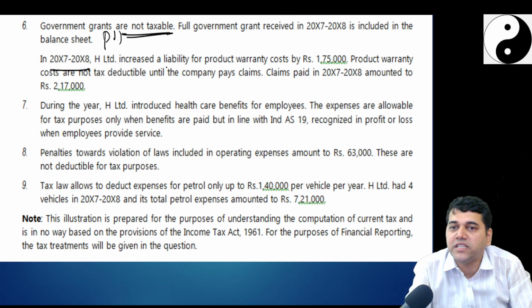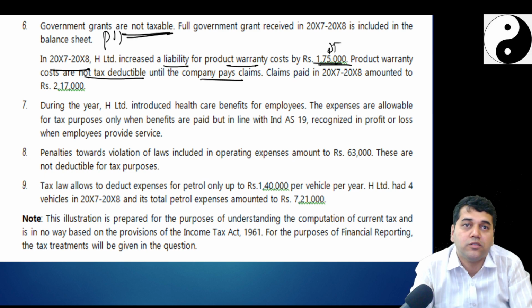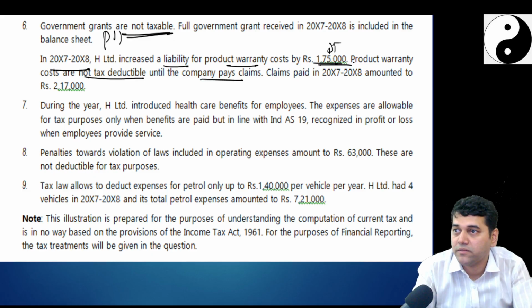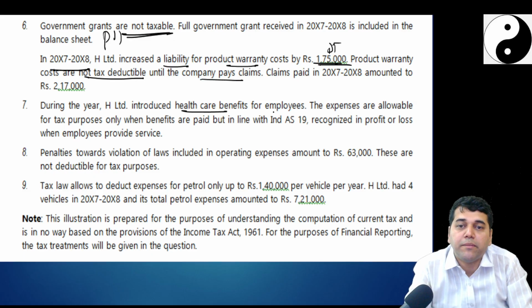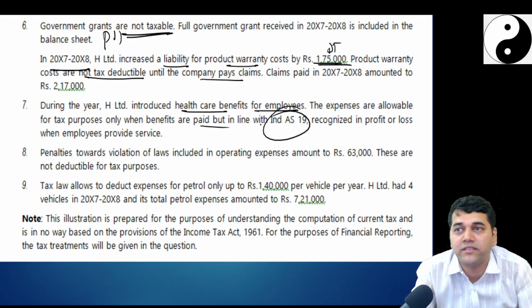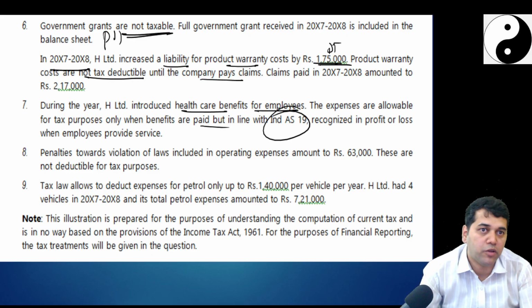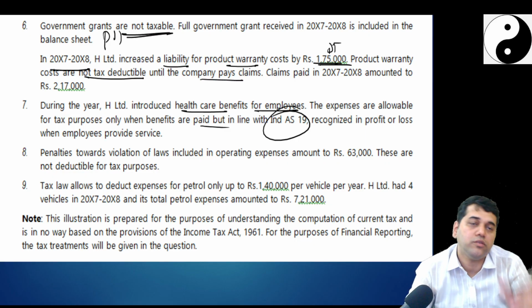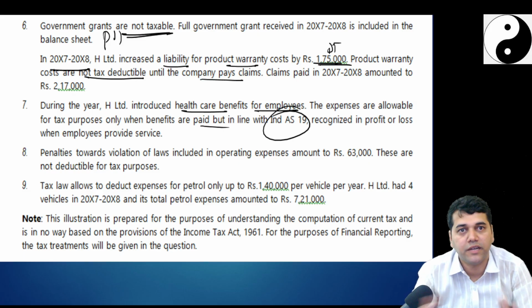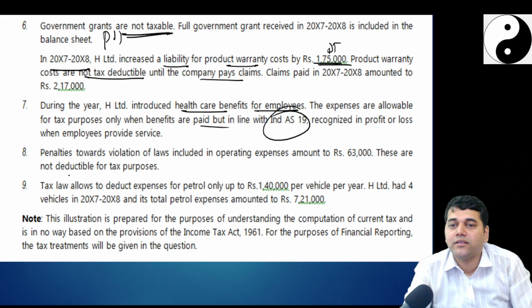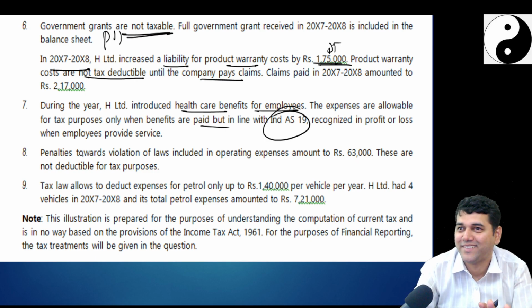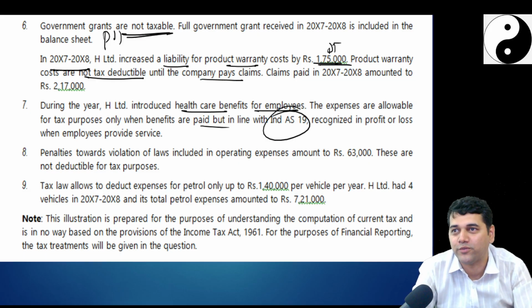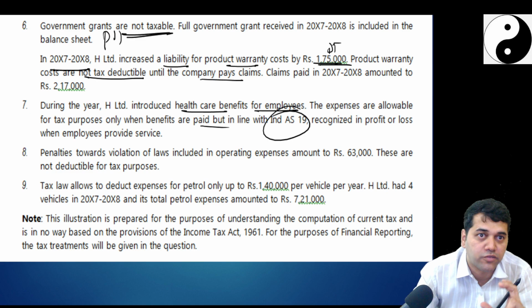In 2017, H increased the liability for product warranty cost by 1,75,000. Product warranty costs are not tax deductible unless paid. So this is a deferred tax item. Whatever warranty claims you make, you add back. During the year, H introduced healthcare benefits for the employees. They are allowed for tax purposes only when they are paid, unlike Ind AS 19. We understand now Ind AS expense, employee benefit expense. But they say that when you leave the service, only then will they provide the benefits. Deferred tax item. That's why I'm doing this question at the end. Like this, the adjustment covers almost all the things for you. Don't worry, in the exam you may get a smaller version of this.